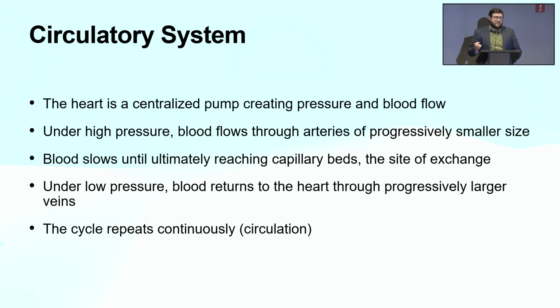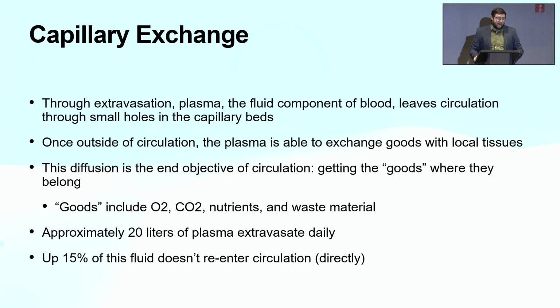So the heart acts as a centralized pump, creating pressure and the resultant blood flow. Under high pressure, the blood flows through arteries of progressively smaller size, getting ultimately out to the capillaries. The capillary beds act as the exchange site where fluid will actually leak out of the blood vessels, and diffusion, the ultimate end goal, carries oxygen and nutrients to our living active cells, and carbon dioxide and waste products leach back into that plasma. It's then resorbed back into the capillary beds and sent back through the low-pressure venous system. This goes on, which is why we call it the circulatory system. It's just a cycle. It's a circle. It repeats again and again and again.